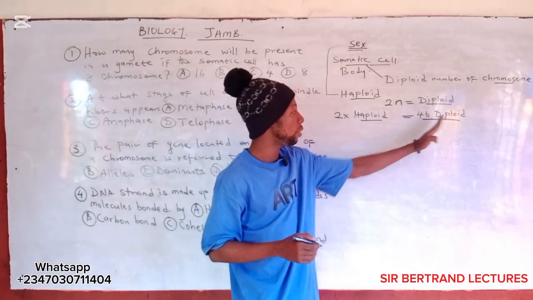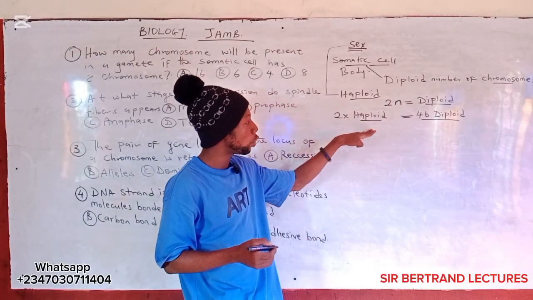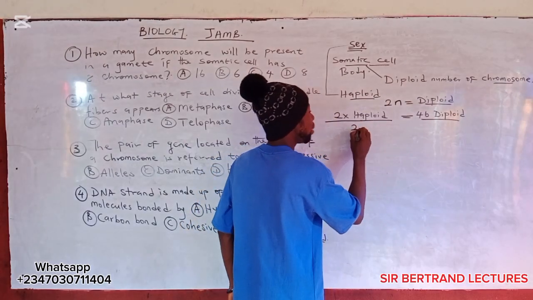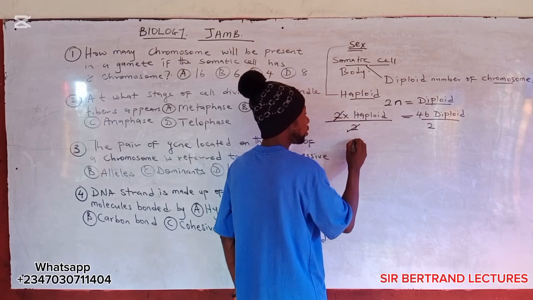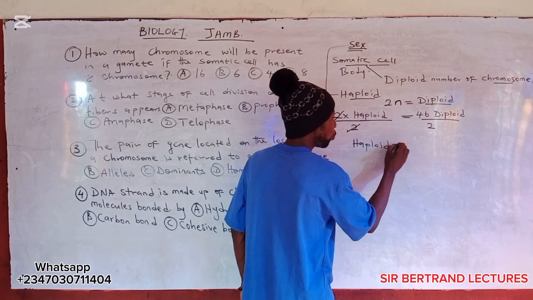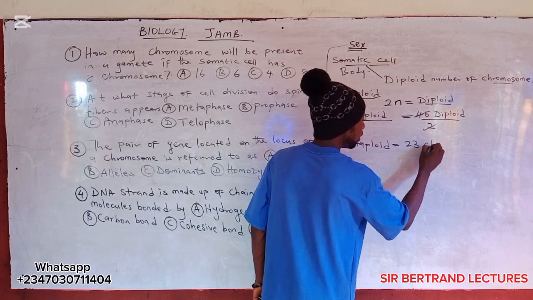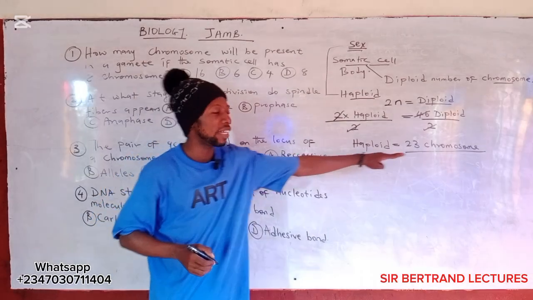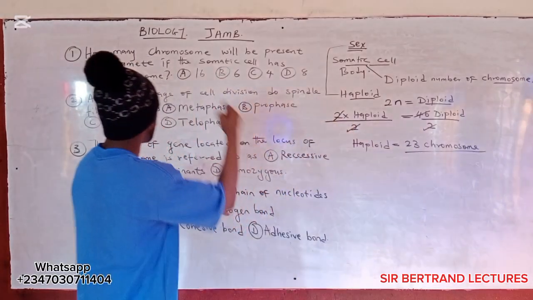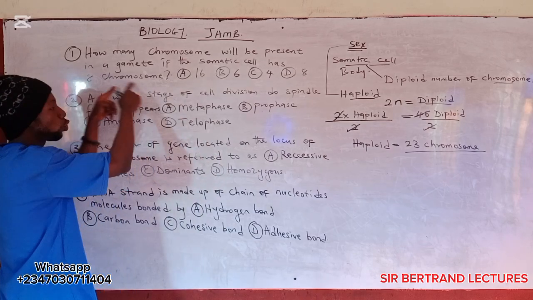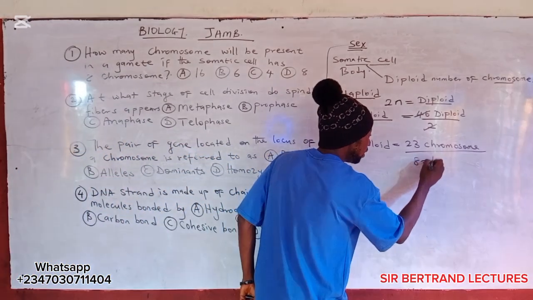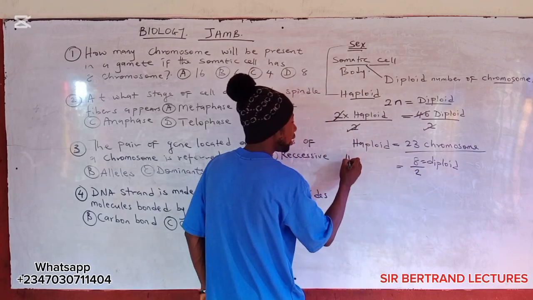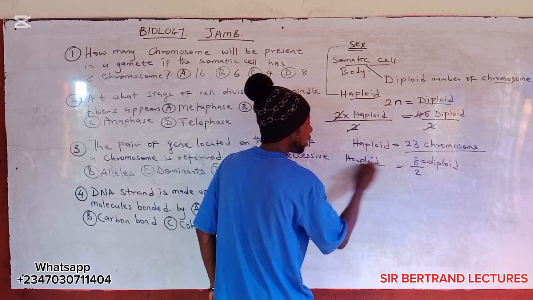Right, the diploid chromosome number is 46. 2 multiplied by the haploid number will give you the diploid number. So if you divide both sides by 2, the 2 cancels, and the haploid number here will be equal to 23 chromosomes. The haploid chromosome number here is 23. Then the question is telling us that the somatic cell has 8 chromosomes. That means 8 here is the diploid number. You understand? Now divide the 8 by 2 to obtain the haploid number.